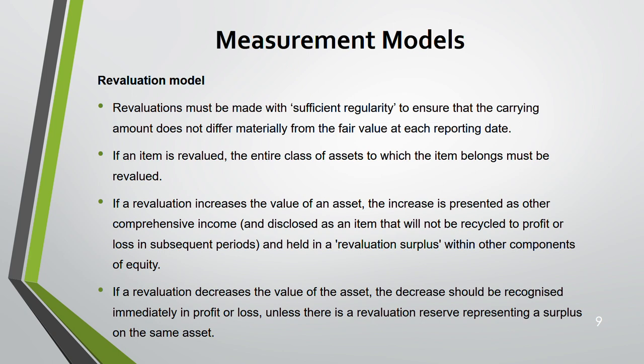What does it mean? Let me repeat. If it's a decrease, it immediately goes under profit and loss, but if there's a revaluation reserve already for that asset, let's say in the previous years, value was going up, up, up, so all the amount went under revaluation reserve. Now this year it decreased. So that decrease, first you deduct from your revaluation reserve, that surplus you have. Then the balance goes to profit and loss. But if you do not have that revaluation reserve already, let's say in the first year itself it's a loss, then the full amount goes to profit and loss.